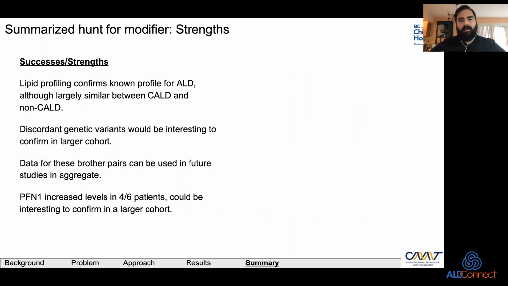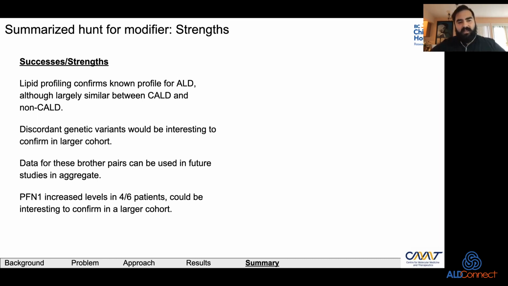So summarizing our hunt for modifiers, our strengths of our study: the lipid profiling confirmed the known profile for ALD, although there were not many differences between CALD and non-CALD. Discordant genetic variants, which we did identify, would be interesting to confirm in a larger cohort to see if these are just discordant genetic alleles based on the fact that we expect them by random, or whether there's truly a functional component to those discordant genetic alleles.